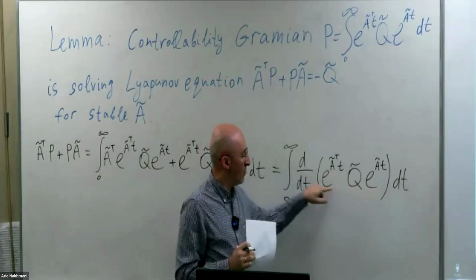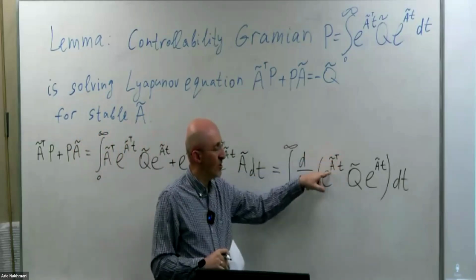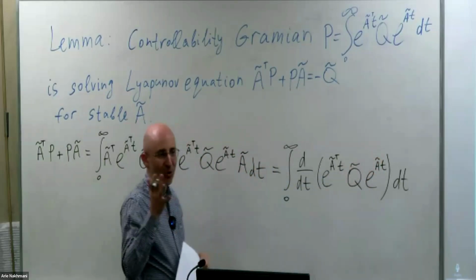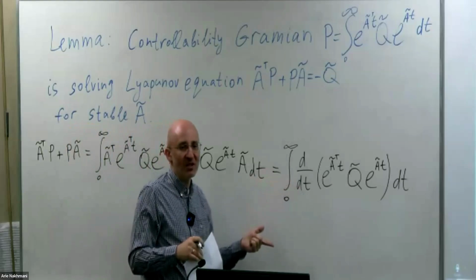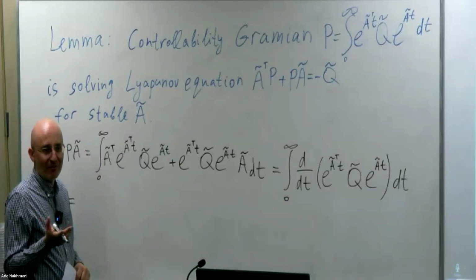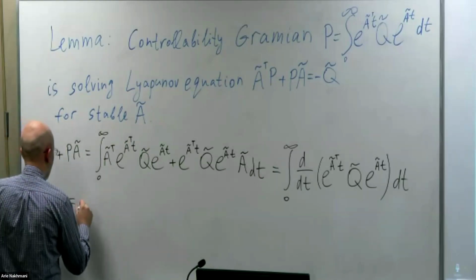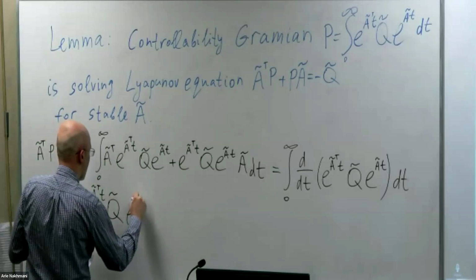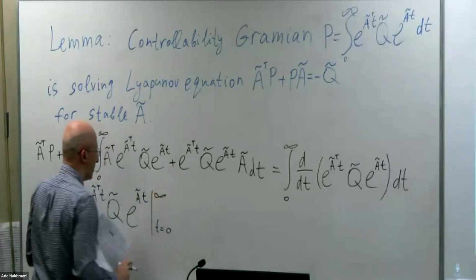You have two factors depending on t, so you take the first part and multiply it by that internal derivative, and the second part is multiplied from the right by that internal derivative. Okay, remember that chain rule? So the integral of a derivative, what is that thing? The function itself, right? Fundamental theorem of calculus. All right, so what you get here is e to the A transpose T, Q, e to the A tilde T, evaluated between T equals 0 and infinity.